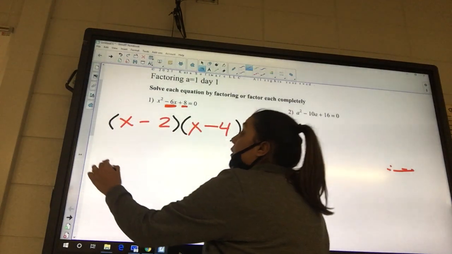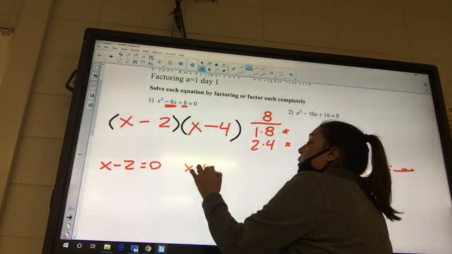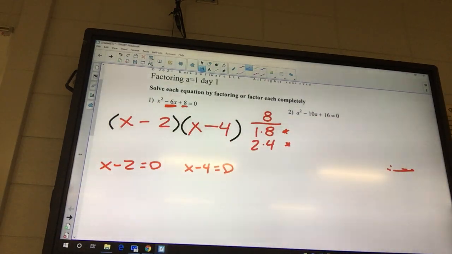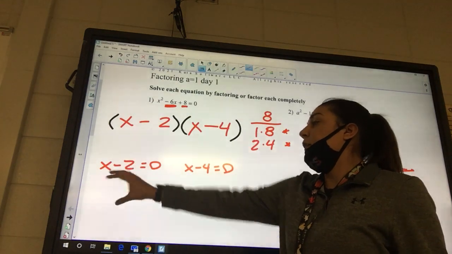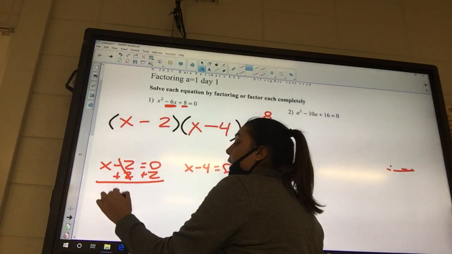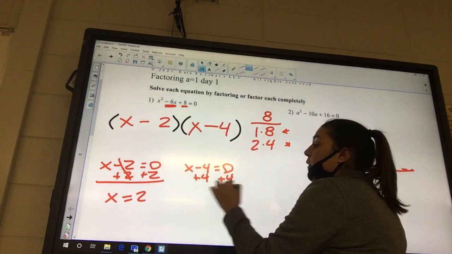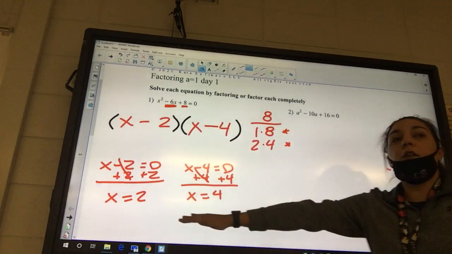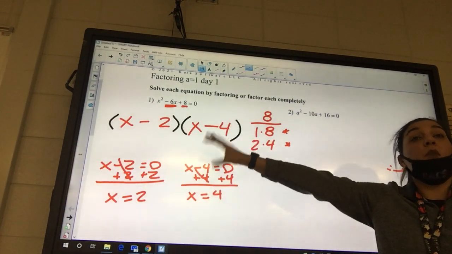Okay. So you're going to say x minus 2 equals 0. x minus 4 equals 0. Okay. How do I get x by itself? By adding 2 and then adding 4. Adding 2, so you're going to have x equals 2, and we would have to add 4 to both sides. x equals 4. What happened from here to here? They became positive. Yeah, so they became the opposite of whatever they were.